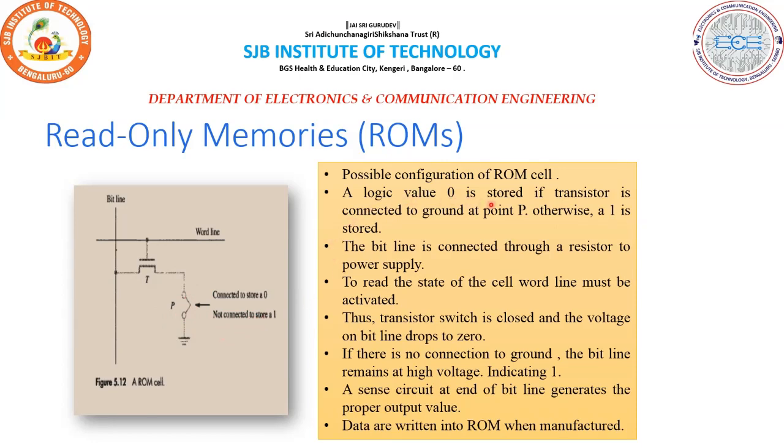Logic 0 is stored if the transistor is connected to the ground at point P, otherwise 1 is stored. The bit line is connected through a resistor to the power supply. To read the state of the cell, the word line must be activated so that the transistor switch is closed and the voltage on the bit line drops to 0. If there is no connection to the ground, the bit line remains at high voltage, indicating 1. The sense circuit at the end of the bit line generates the proper output value.